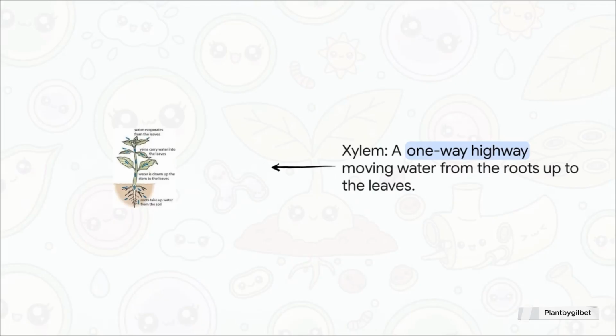The xylem really is like a one-way highway just for water, and it's an amazing feat of physics. Water gets absorbed by the roots, pulled up the stem through these tiny xylem tubes, and then it evaporates from the leaves. That evaporation creates a tension, kind of like sipping through a straw, that can pull a continuous column of water hundreds of feet into the air. It's an unbelievably effective and totally passive transport system.